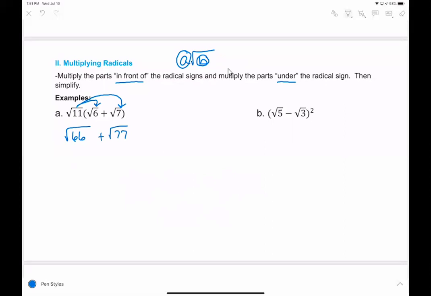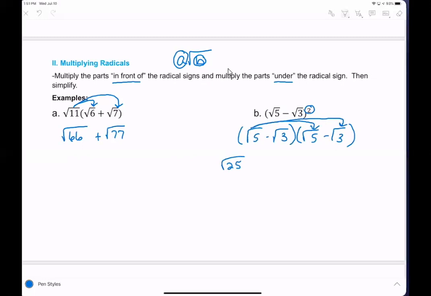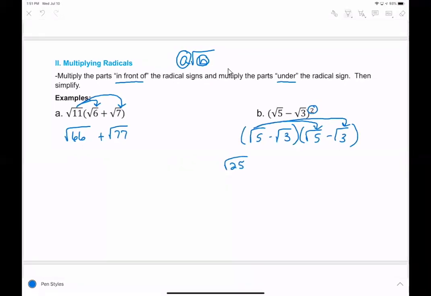In the second example, remember, a binomial squared means that you have 2 of these binomials. So what we're going to do is write it out twice, and then we're going to FOIL. So I'm going to think about my parts here. First times first. Well, the 5 is under, so that's going to give us the square root of 25. Outer times outer. In this case, we have a 5 and a -3, so I'm going to get a negative square root of 15.